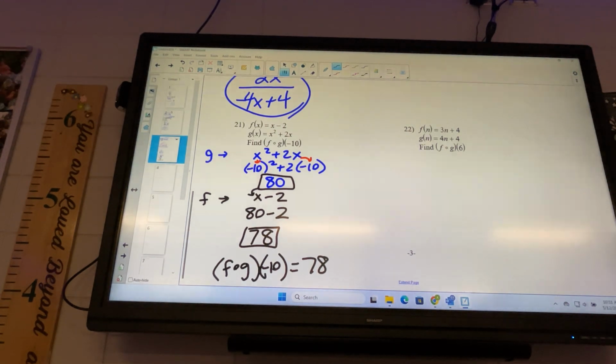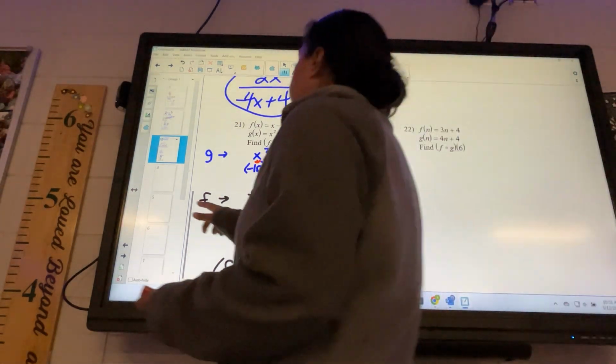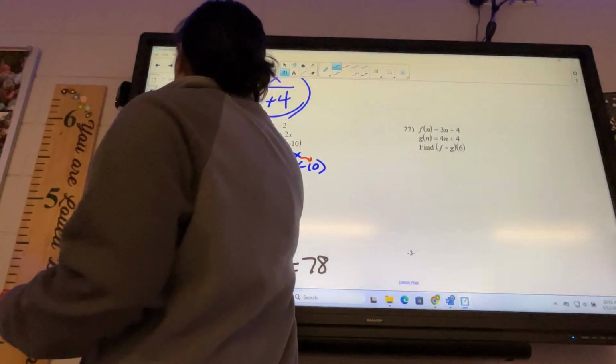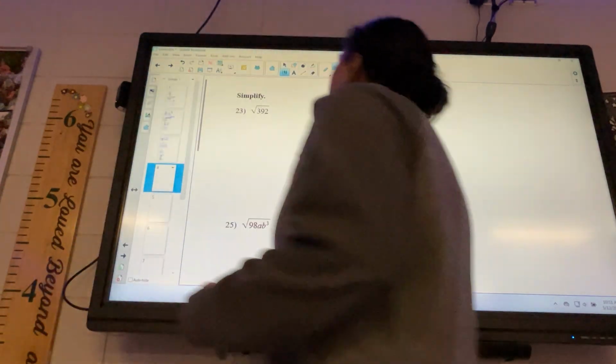We got a couple more. Let me see what we got going on. We'll probably do 6 more. The bottom 4 go pretty quick. Can I scroll? Yeah. Okay, 23.